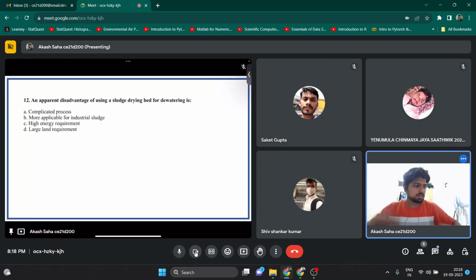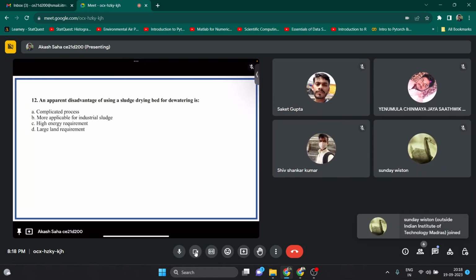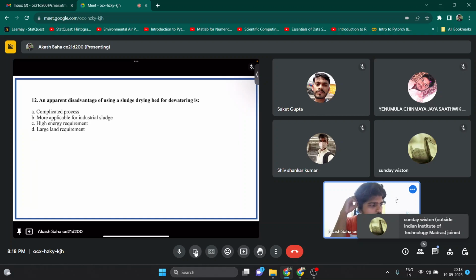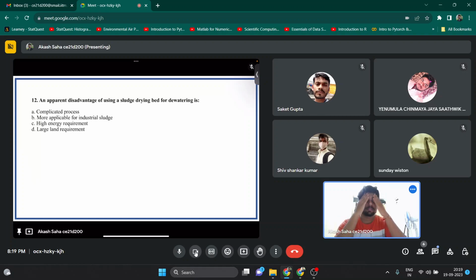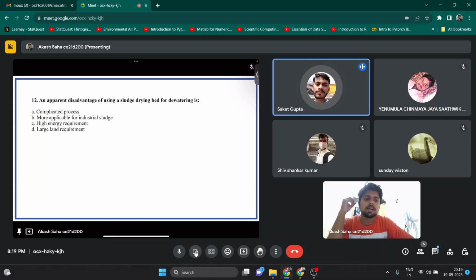Okay. And this is the last problem. An apparent disadvantage of using sludge drying bed for dewatering is: A, it's a complicated process; B, more applicable for industrial sludge; C, high energy requirement; or D, high land requirement. So what is the disadvantage of a sludge drying bed? Is it a complicated thing? Just think about it. We're talking about sludge drying beds. Large land requirement. Large drying beds simply.